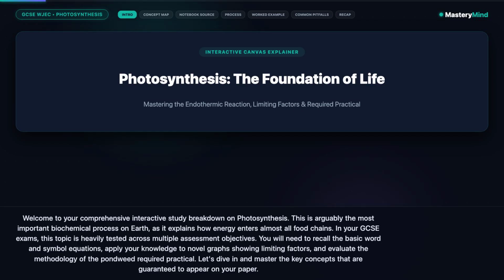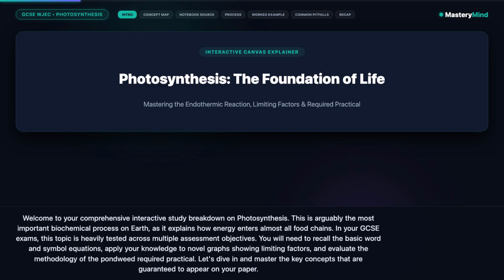You will need to recall the basic word and symbol equations, apply your knowledge to novel graphs showing limiting factors, and evaluate the methodology of the pondweed required practical. Let's dive in and master the key concepts that are guaranteed to appear on your paper.